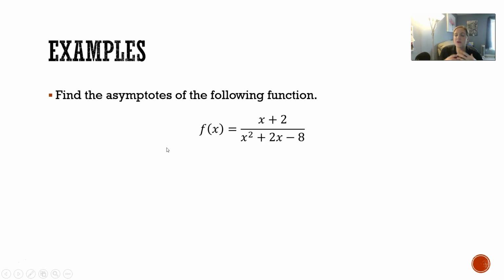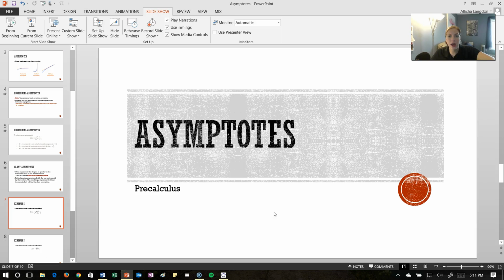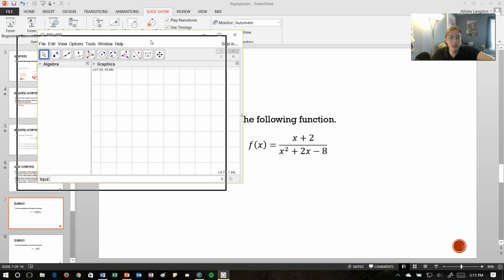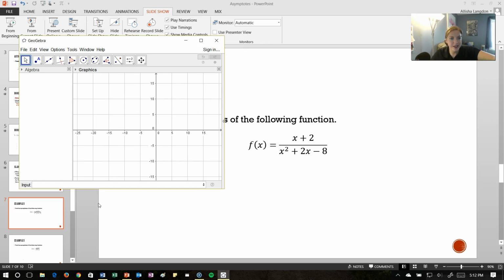Okay, so let's go ahead and walk through the idea of how to find the asymptotes for the following function. One thing that I do suggest is to graph this using GeoGebra so you get a visualization of what the graph should look like. So we're going to pull up GeoGebra because it's our favorite. Nope, just me? Okay, great.